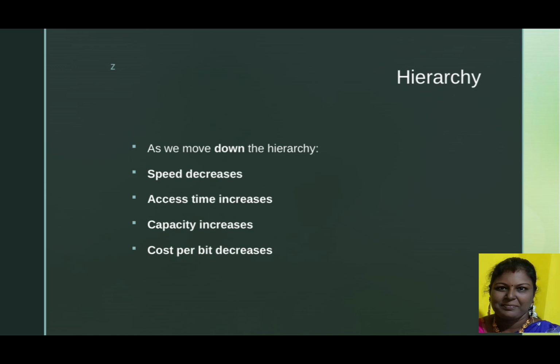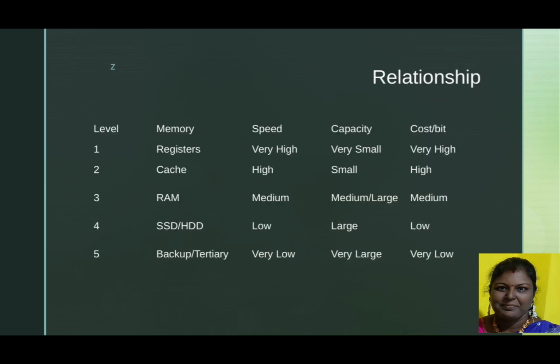Let's take a closer look at how memory works in a typical computer system. Memory is organized in levels from the fastest and smallest to the slowest and largest. At the top, we have registers, incredibly fast but tiny in size and very costly per bit. Next is cache, still fast but a bit larger and less expensive. Then comes RAM, which balances speed and capacity. After that, storage like SSDs or hard drives, slower but much bigger and cheaper. Finally, backup or tertiary storage, the slowest, largest, and most affordable option. This hierarchy helps computers manage data efficiently.